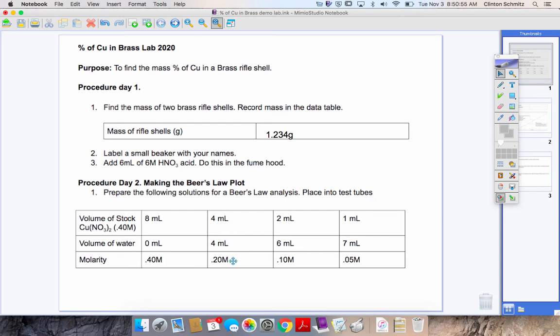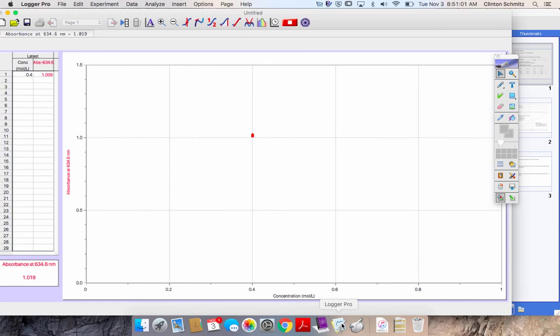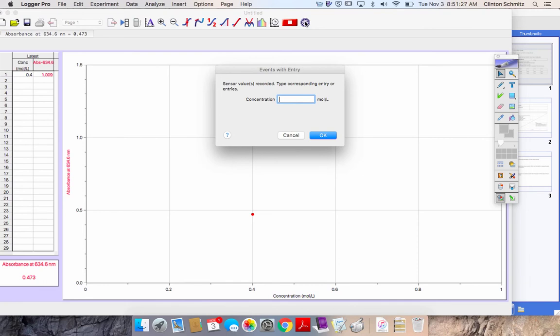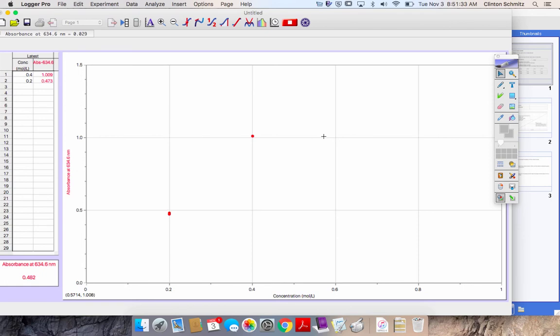Then we're going to put the second test tube in, this one right here. It's the 0.2 one. So you would dump out the 0.4, then get the next one that you made and pour it in the cuvette. Make sure you're handling it only by the smooth sides, put it in the correct way, and wait till the absorbance pops up. When that pops up, you can hit the keep button and type in 0.2, hit OK, then take it out and dump that one out.